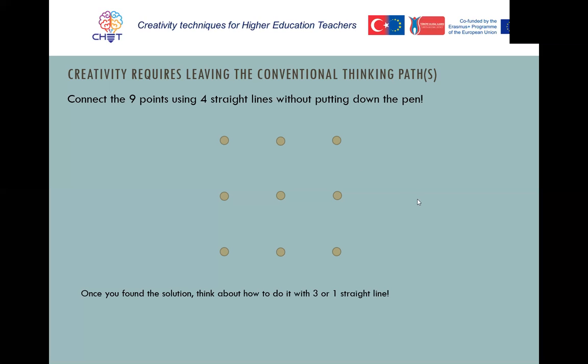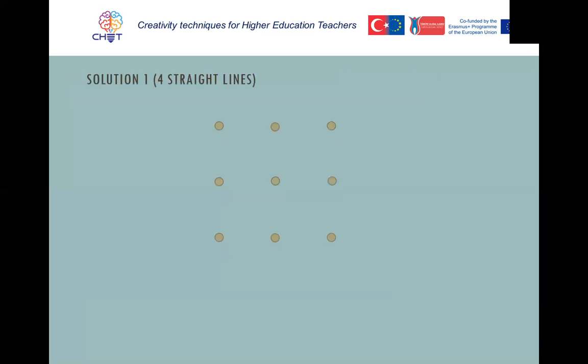So 1 minute is over. Did you come up with a solution? Did you come up with a solution for 4 straight lines or 3 or for 1? Actually, the solution for 4 straight lines is relatively easy. You go up, you go to the right, and you actually leave the square made by the dots. Then you go down, leave the square again, and you go up again.